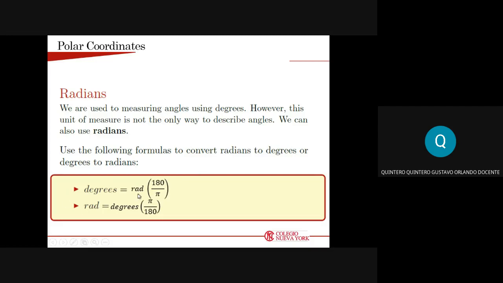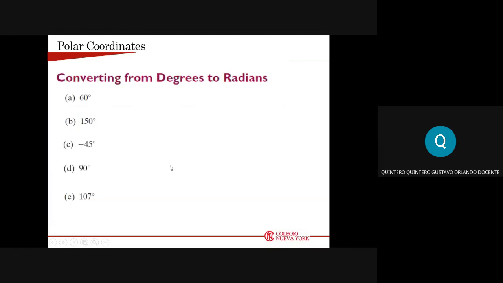You use the second equation, right? In here, in degrees, you're going to write down the amount of degrees. If I said 45 degrees, you're going to write here 45 degrees, 45 times pi divided by 180, and that will give you the amount in radians. Don't worry about this. We're going to do some examples right now.